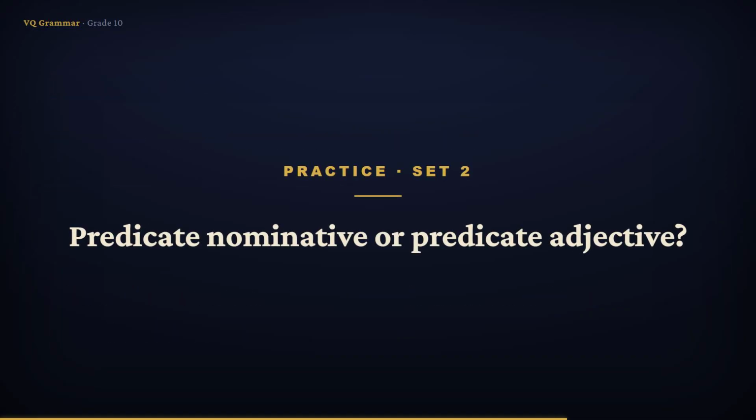Every sentence in this second set has a linking verb, so every complement is a subject complement. Your job is to name which kind: a predicate nominative, which is a noun or pronoun, or a predicate adjective. Pause and try each one before I answer.